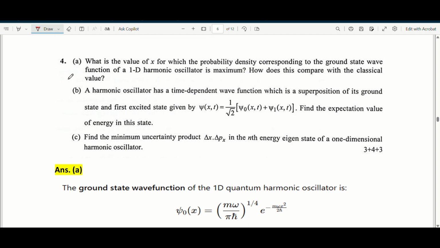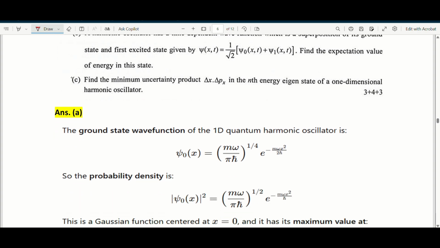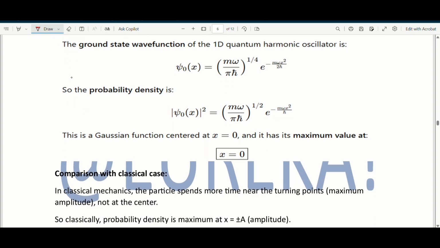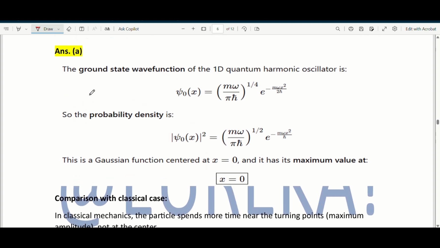Now, the next problem is from the harmonic oscillator. What is the value of x for which the probability density corresponding to the ground state wave function for the one D harmonic oscillator is maximum? Same thing: psi, then mod square, the probability density, will be maximum at x equals to 0.